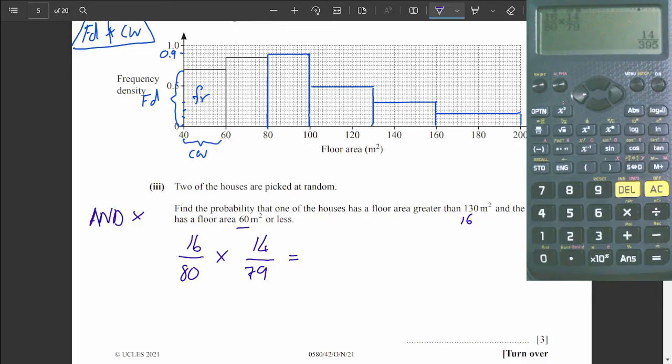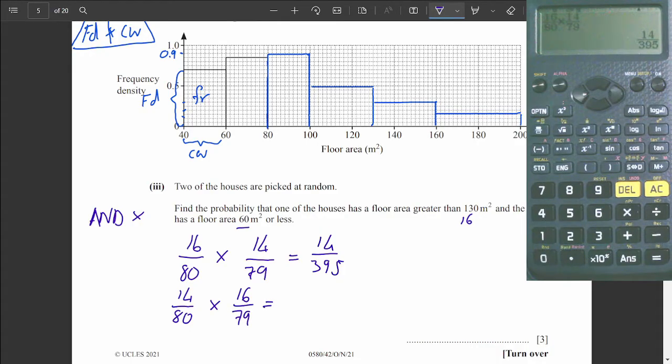Right, so that gives a probability of 14 out of 395. But there is another possibility that can happen here. We can do the same thing but in the reverse order. We can pick first the house with 60 meters or less, first one of those 14. Okay, and there will be 80 houses still when we pick that. And then pick the house with a greater floor area when there's only 79 houses left.